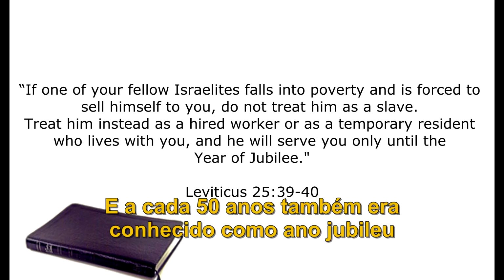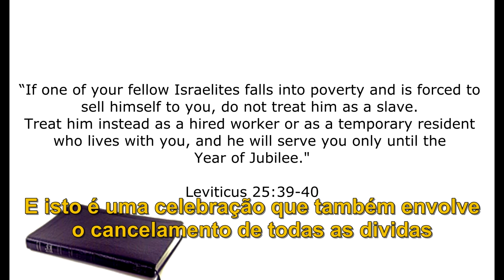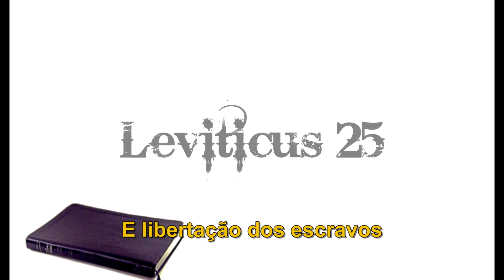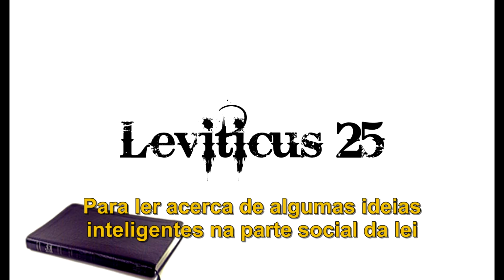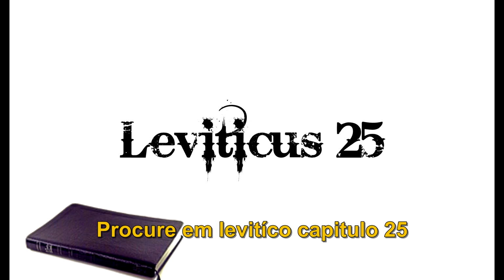Every 50 years there was also to be what's known as the Year of Jubilee, and this was a celebration that also involved the resetting of debts and freeing of slaves. To read about some of the clever ideas in the social part of the law, turn to Leviticus chapter 25.